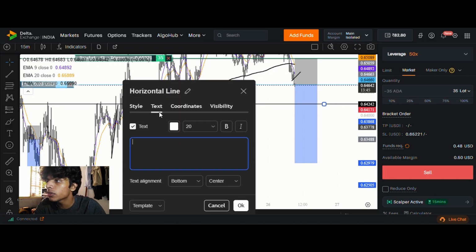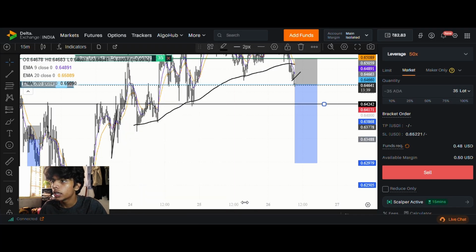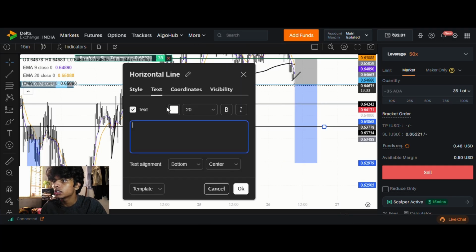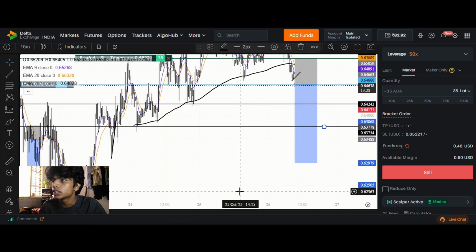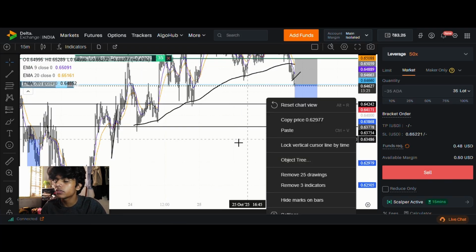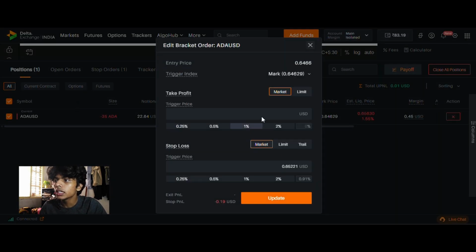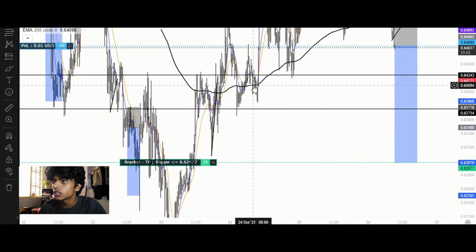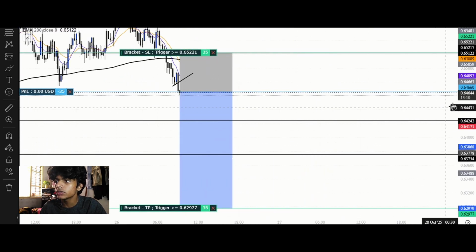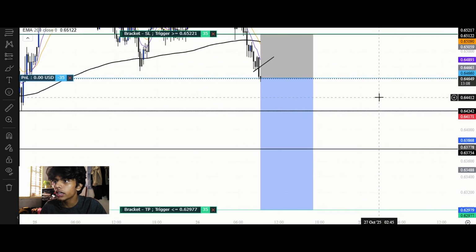This is going to be my first take profit. Let me just add the text TP1, and okay. And then my second take profit is going to be somewhere over here. This is going to be TP2, and my third take profit is going to be the final take profit, where I'm actually going to add my take profit bracket order manually. So yeah, in the system, this is going to be my take profit order. So now let's just set and continue and see what happens to the trade.